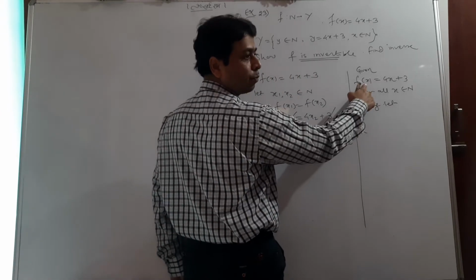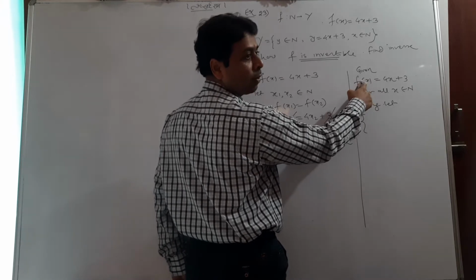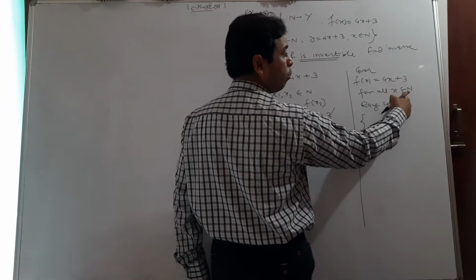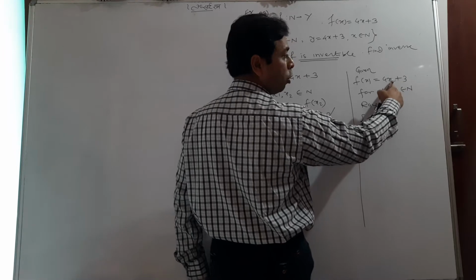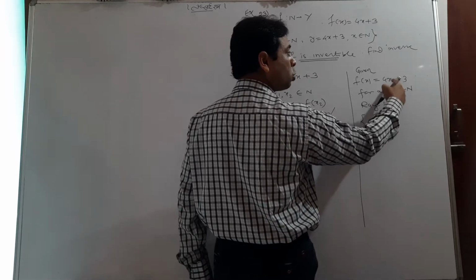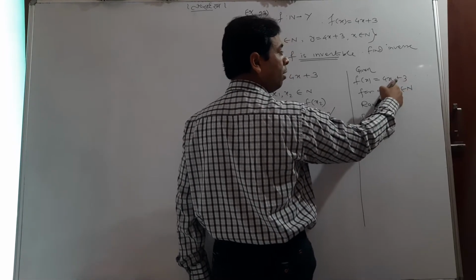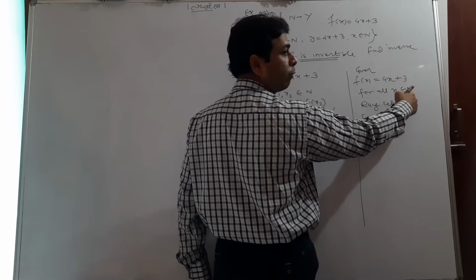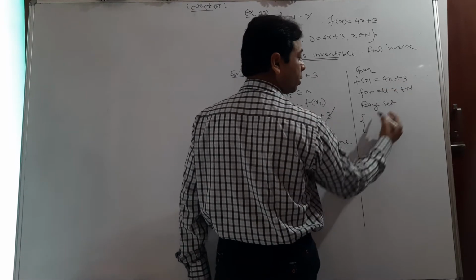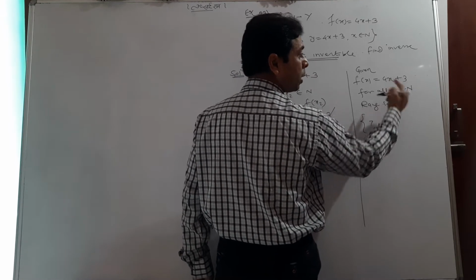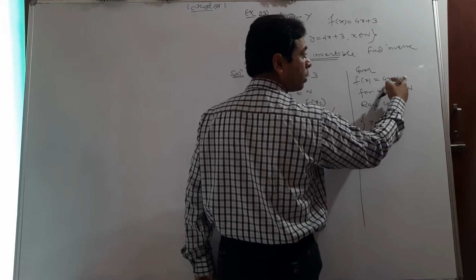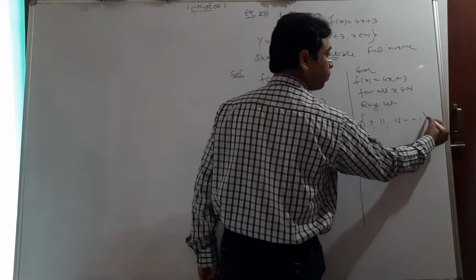It is y equal to f of x, it is y equal to 4x plus 3, where x belongs to N, x is a natural number. When you put x belongs to N here, meaning x is a natural number: 1, 2, 3, 4, 5. Put 1, 4 1s are 4 and 3, 7. Put 2, 2 4s are 8 and 3, 11. 3 4s are 12 and 3, 15, and so on.